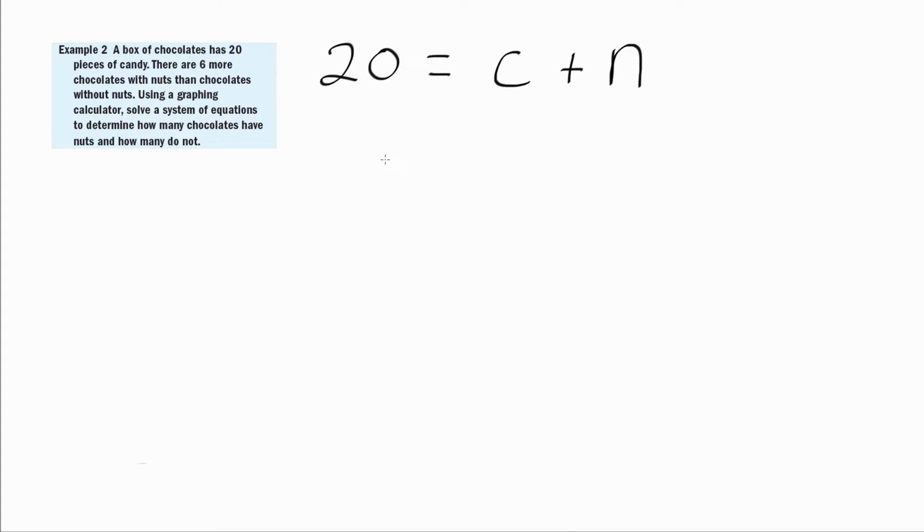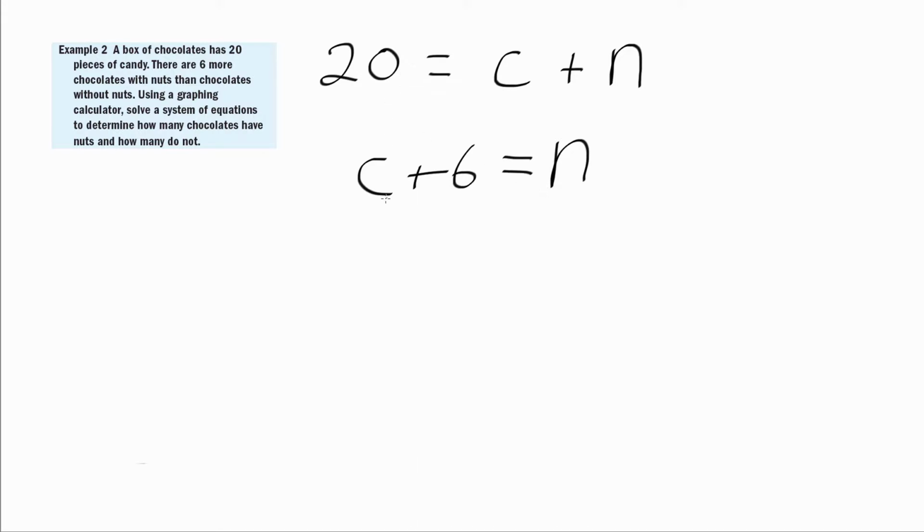I also know there are 6 more chocolates with nuts than chocolates without nuts. So I know that my chocolates plus 6 equals my chocolates with nuts, right? There are 6 more chocolates with nuts than chocolates without nuts. So chocolates without nuts plus 6 more would give me my total chocolates with nuts.